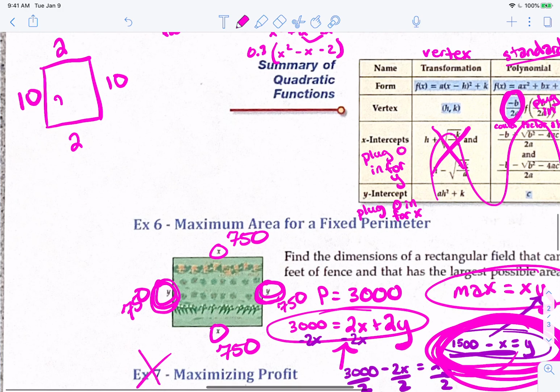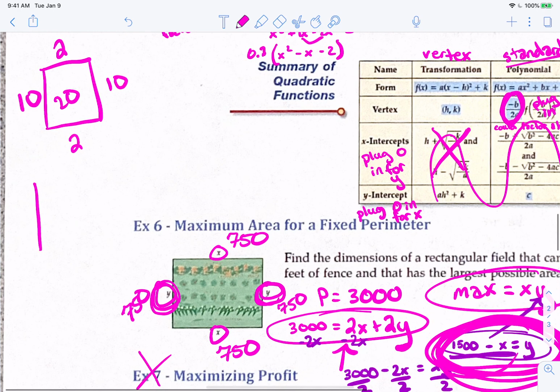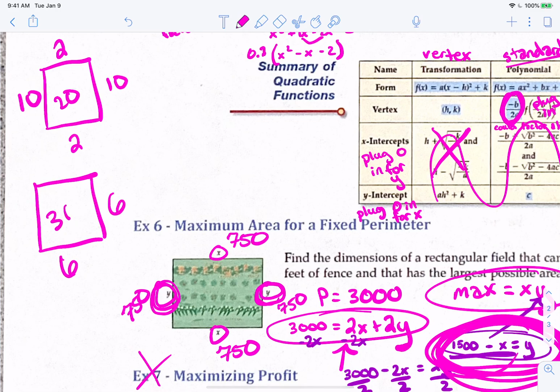But this guy only has an area of 20. Because 2 times 10 is 20. Okay? It is going to give me the maximum area when it is as square as possible. So what would each side have to be if it is a square and its perimeter is 24? 6. If it's a 6 by 6, the biggest area is going to be 36 that I can do with a perimeter of 24. Does that make sense?